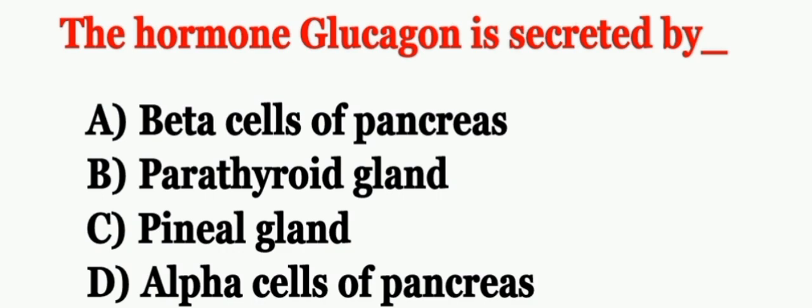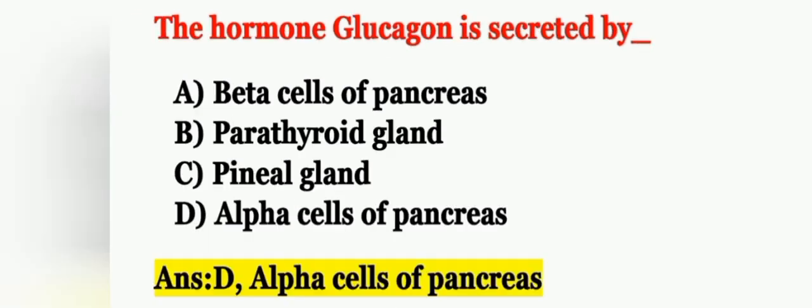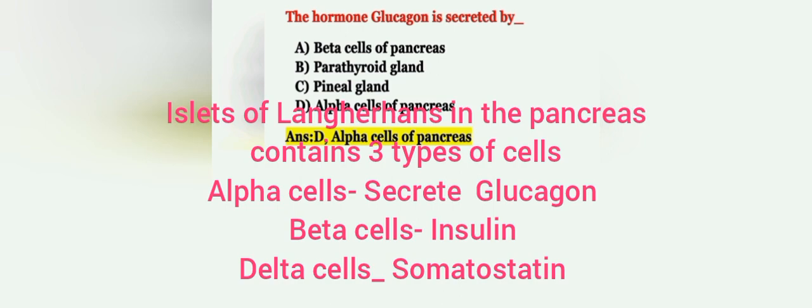The hormone glucagon is secreted by: Option A, beta cells of pancreas. Option B, parathyroid gland. Option C, pineal gland. Option D, alpha cells of pancreas. Glucagon is secreted by alpha cells of pancreas. Option D is the correct answer. Islets of Langerhans in the pancreas contain three types of cells. They are alpha cells, beta cells and delta cells. Alpha cells secrete glucagon, beta cells secrete insulin, and delta cells secrete somatostatin. Here our question: glucagon is secreted by alpha cells.